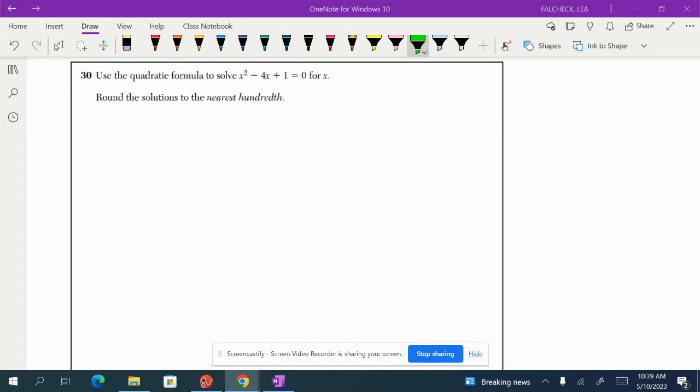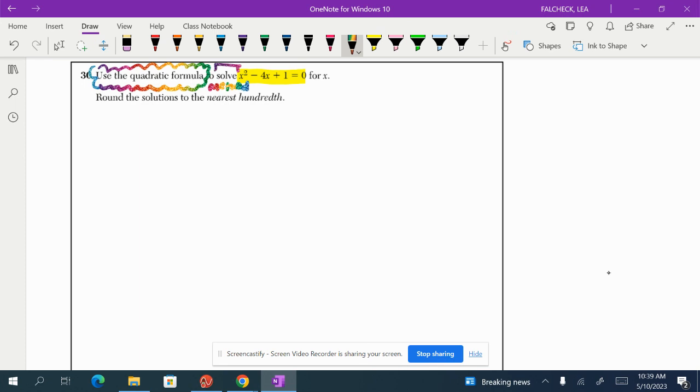Number 30 says, use the quadratic formula to solve x squared minus 4x plus 1 equals 0 for x. Okay, so it says that I am going to round the solutions to the nearest hundredth. So this question actually gives us a ton of information. It tells us what method to use. We're going to use the quadratic formula. So we have our method.